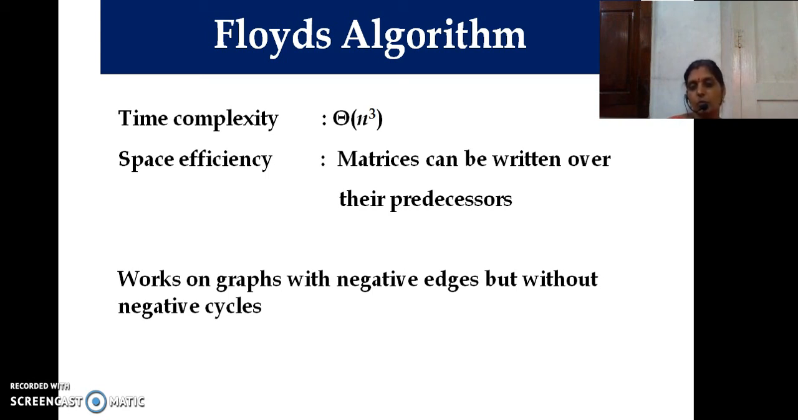The space depends on the matrix, which can be written over the predecessors. The important point to note here is that it works on graphs with negative edges but without negative cycles. I think this lecture will be useful for you.